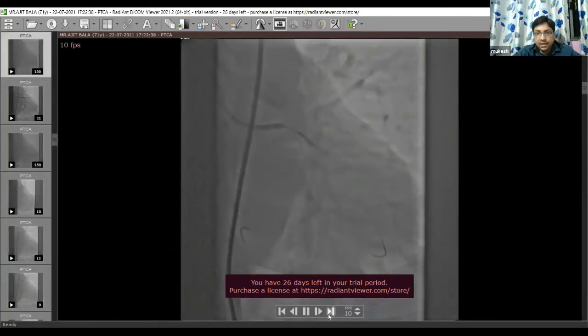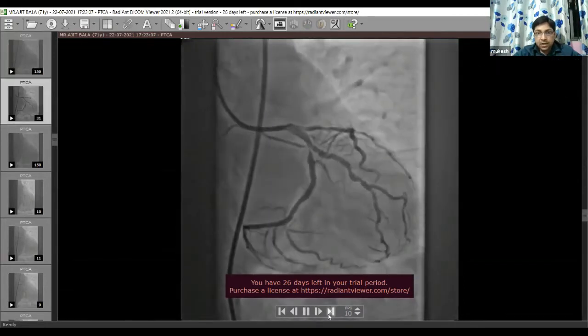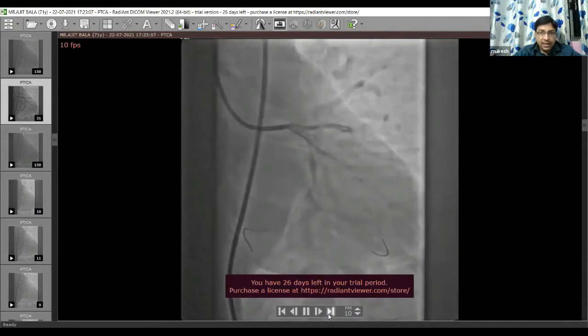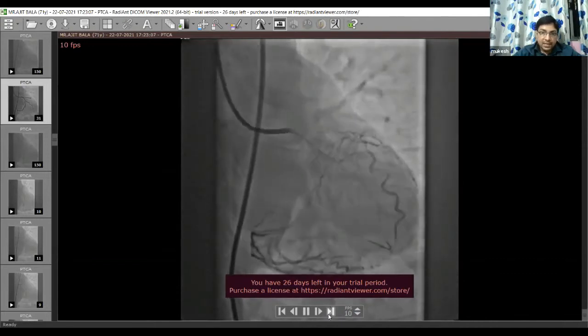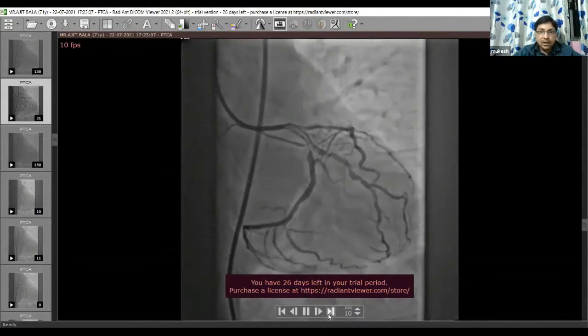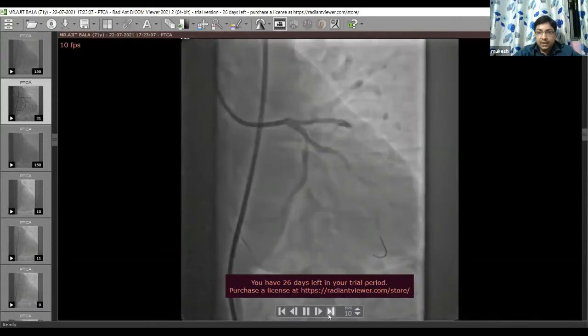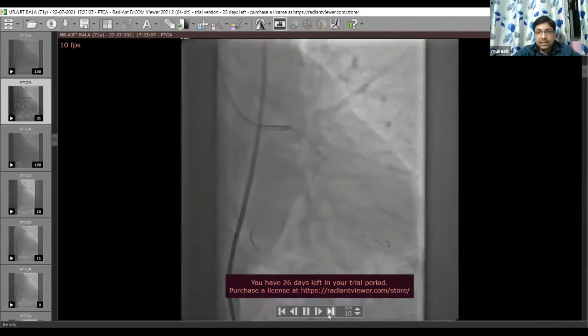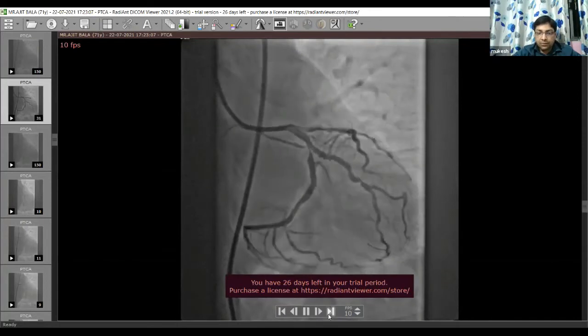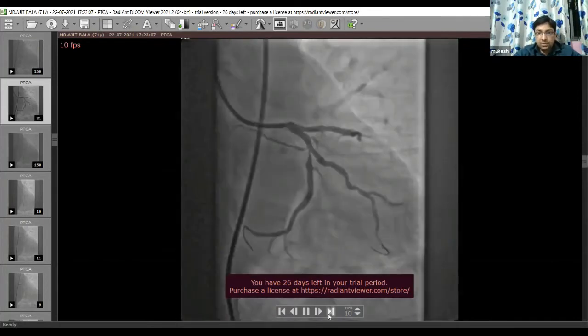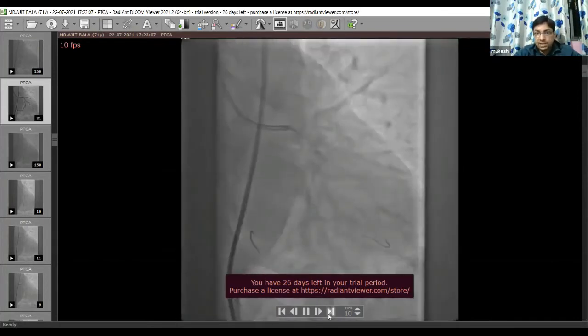After inflation, there is plaque shift and there is pinching of the main LCX. So I have to again do the kissing balloon inflation, strut dilatation, and kissing balloon inflation. First of all, I have to recross the wire from OM to main LCX and then LCX to OM1. And so I do the same things and do kissing balloon inflation.